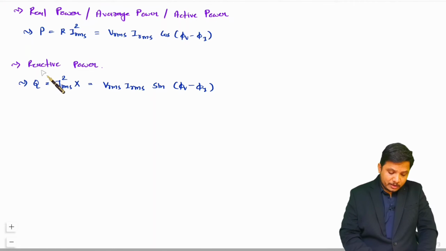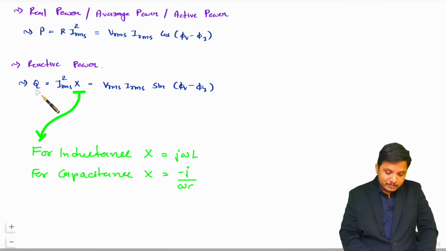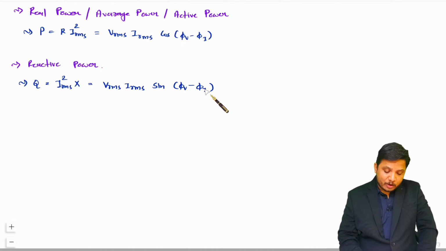And here, if you observe, this is reactive power. Reactive power is Irms square into X. Now this X will be positive in case of an inductive network. Why? The reason is that with inductance, the value of X is j omega L, where j is the imaginary component, so this will be positive. But for a capacitor, X is minus j by omega C, so this Q will be negative.